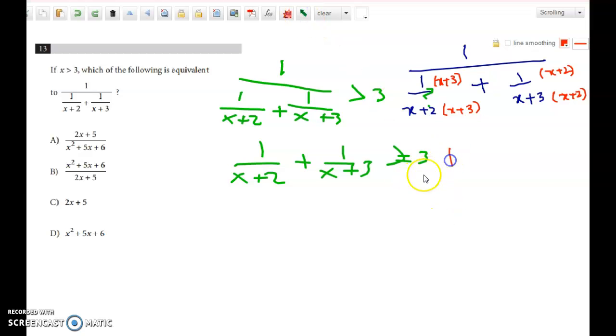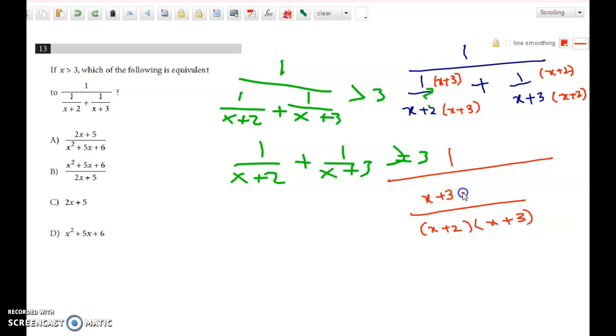So I do that and get x plus 2 times x plus 3. On the numerator, I'm going to combine them, x plus 3 plus x plus 2. I'm going to show the math up here. I combine the like terms. x plus x is 2x, plus 5. So 2x plus 5 over x plus 2 times x plus 3.